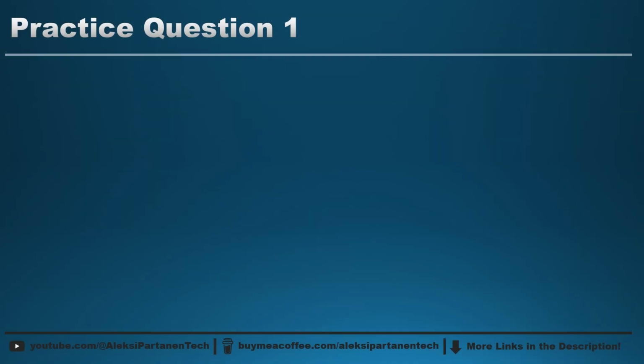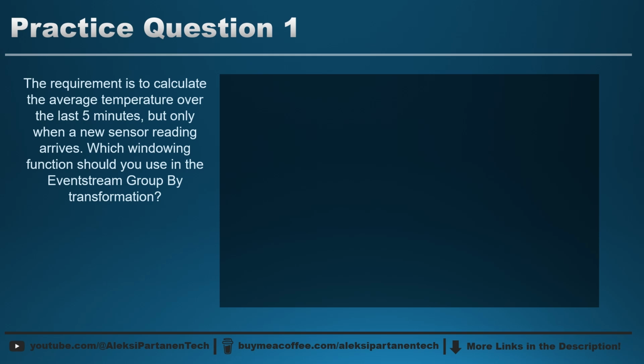Our first question today is, the requirement is to calculate the average temperature over the last 5 minutes, but only when a new sensor reading arrives. Which windowing function should you use in the Eventstream group by transformation? Is it A, tumbling window, B, hopping window, C, sliding window, D, session window? Now think about the answer for a moment and pause the video. I will reveal the answer in 3, 2, 1.